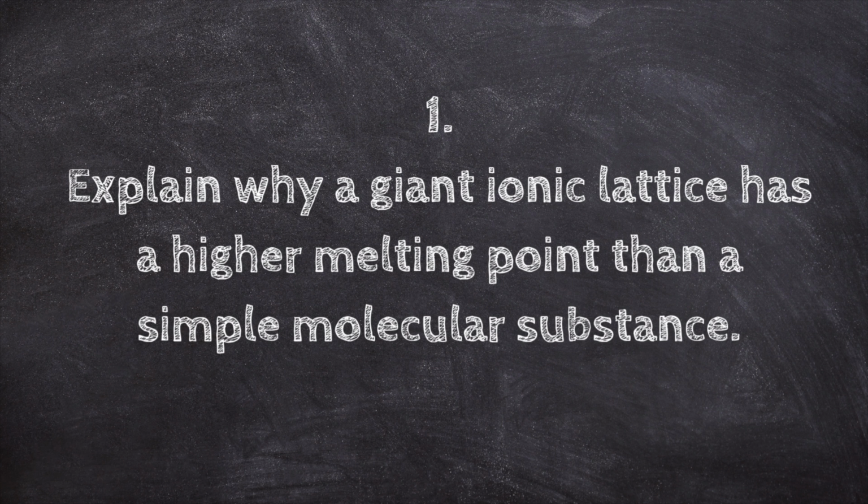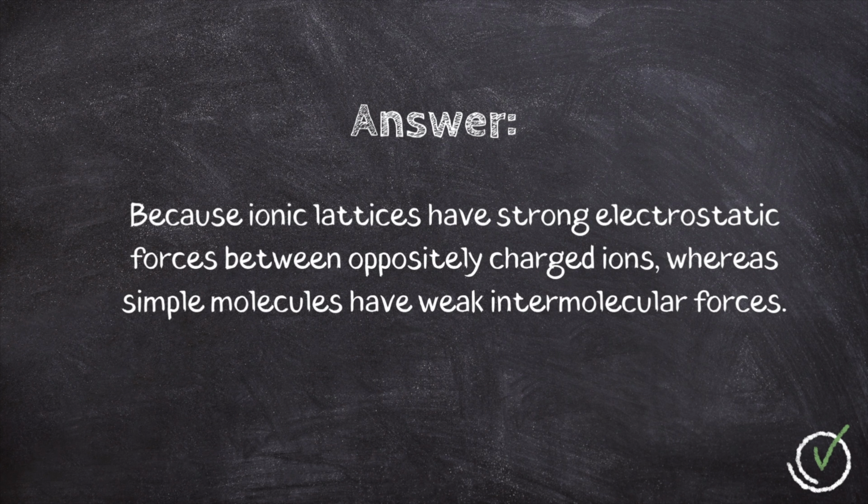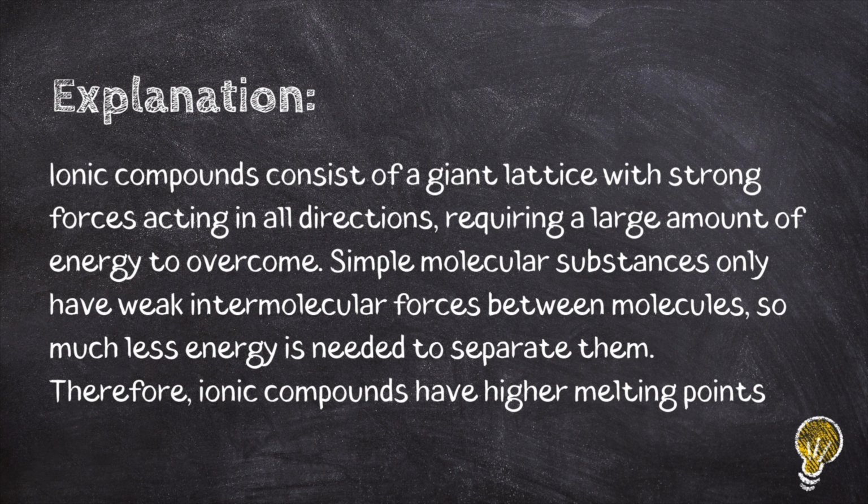Good luck. Explain why a giant ionic lattice has a higher melting point than a simple molecular substance. Because ionic lattices have strong electrostatic forces between oppositely charged ions, whereas simple molecules have weak intermolecular forces. Ionic compounds consist of a giant lattice with strong forces acting in all directions, requiring a large amount of energy to overcome. Simple molecular substances only have weak intermolecular forces between molecules, so much less energy is needed to separate them. Therefore, ionic compounds have higher melting points.